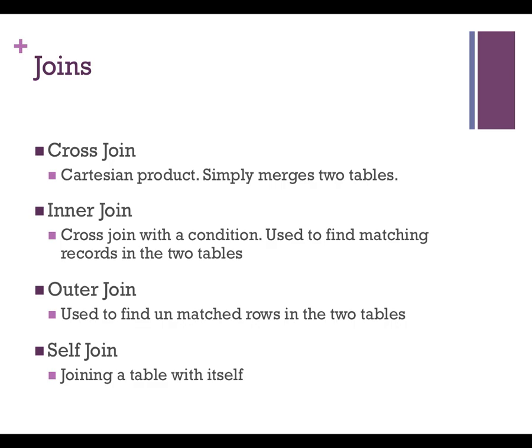The last slide of this first part of the virtual lecture is related to joins. The 4 types of joins that we'll need to be concerned about in lecture part 2 is the cross join, which simply merges 2 tables, the inner join, which is used to find matching records in the 2 tables, the outer join, which is used to find an unmatched row in the 2 tables, and the self join, which is joining tables with themselves.